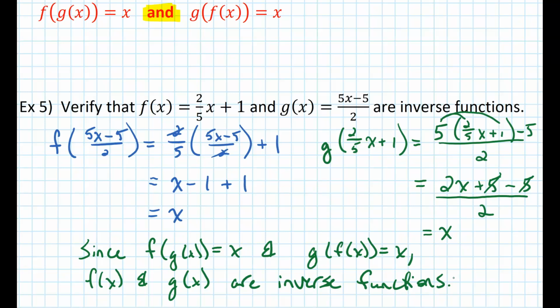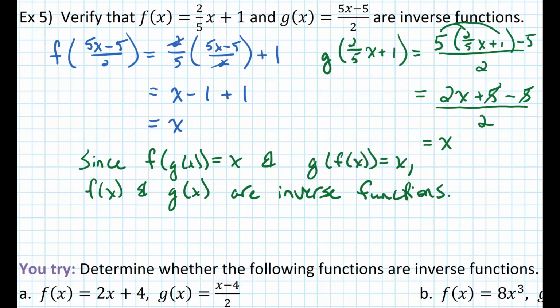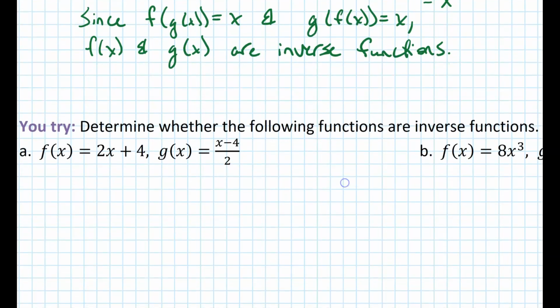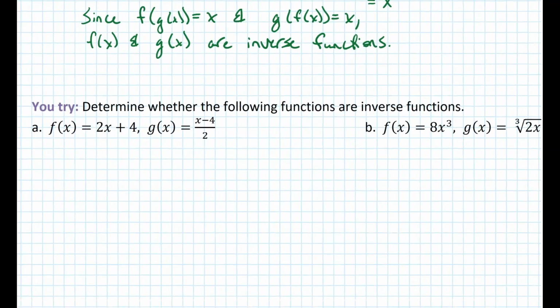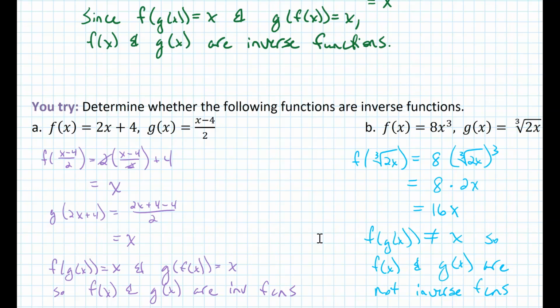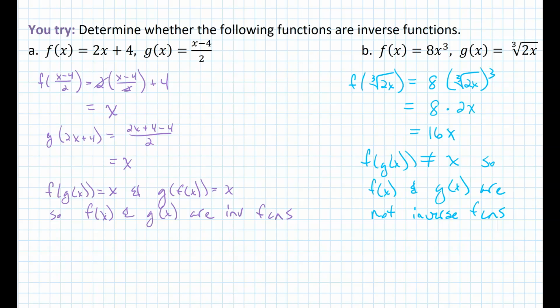Alrighty. Any questions on what we've done? Alrighty. I've got 2 for you guys to try. Oh, there we go. Okay. So A, hopefully you found that it worked in both directions.